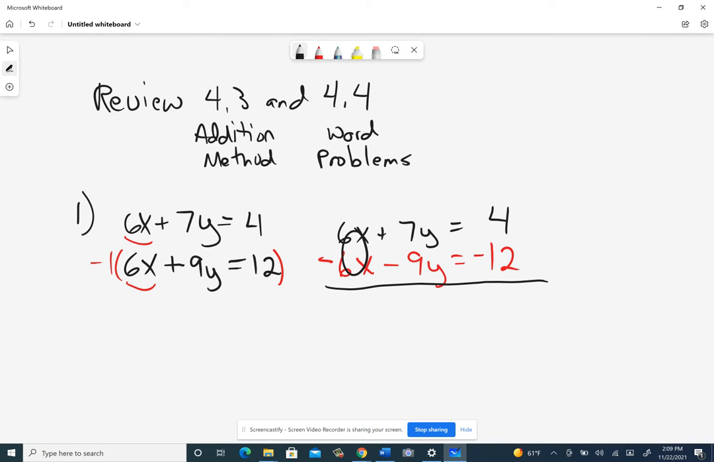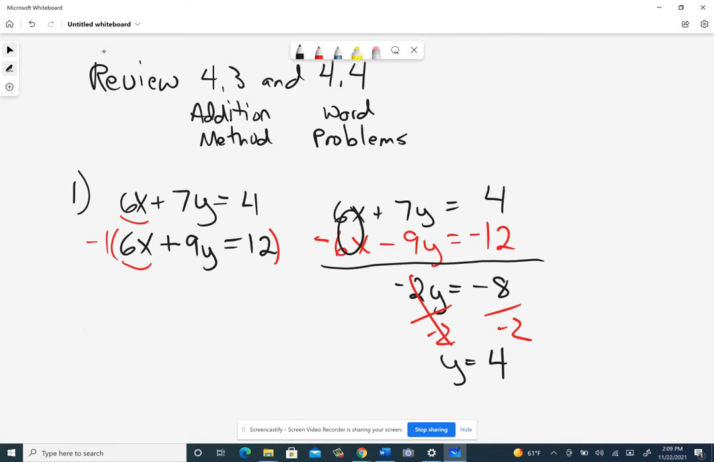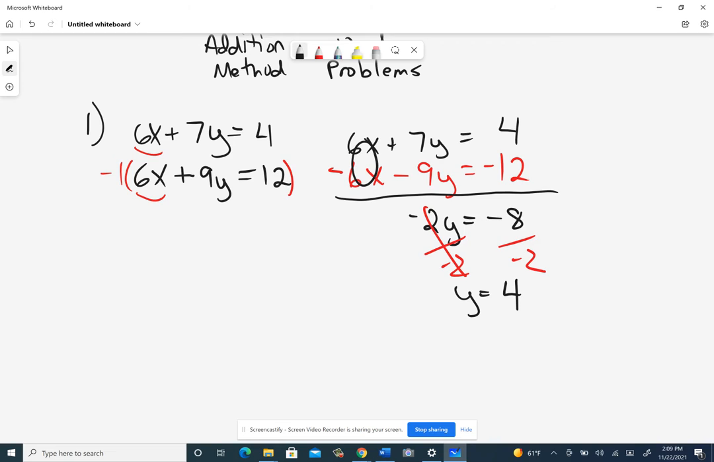They would wind up being 0, and then +7 and -9 would be -2y, and +4 and -12 added up would be -8. Now when I divide by -2 on both sides, I wind up with y equaling negative divided by negative is positive, and 8 divided by 2 is 4. Right now, I know what I'm looking for is the ordered pair that satisfies these. You know, we don't graph these, but in the back of our mind, we're thinking that we're looking for that, and we need the ordered pair, and all we found so far is the y coordinate.